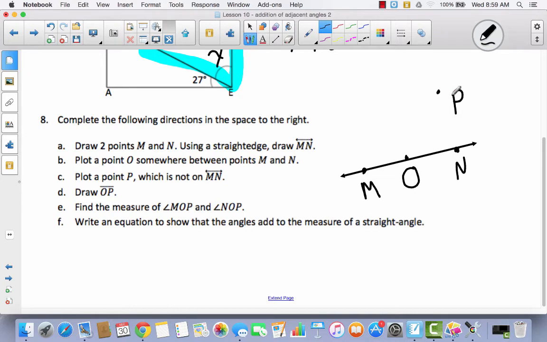Draw OP. And this tells me that this is a line segment, so I'm not going to put arrows on this. If you put arrows on it, you want to go back and erase those, because there should not be arrows on this because it's not a line, it's a line segment. Find the measure of MOP and NOP. Write an equation to show the angles add to the measure of a straight angle.